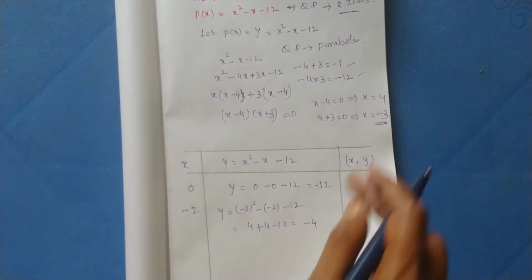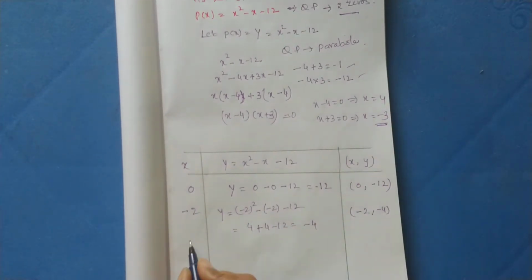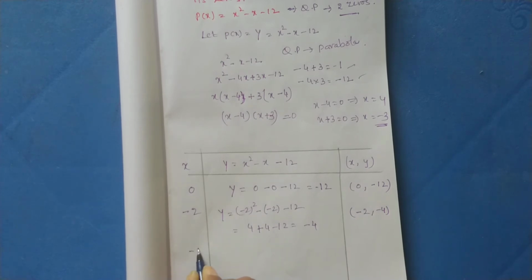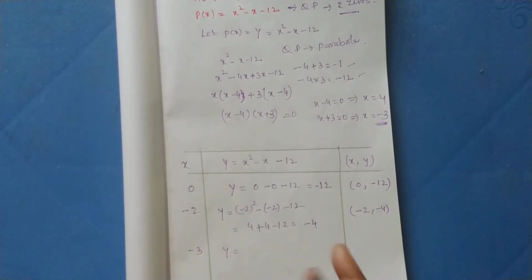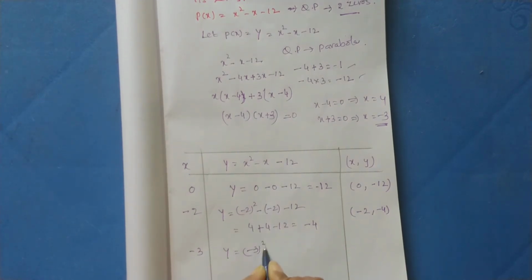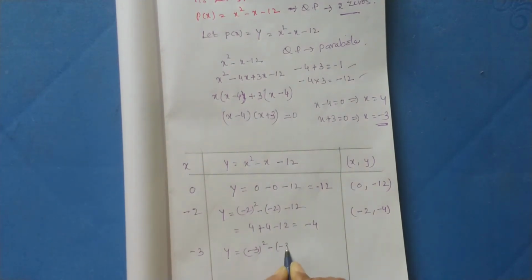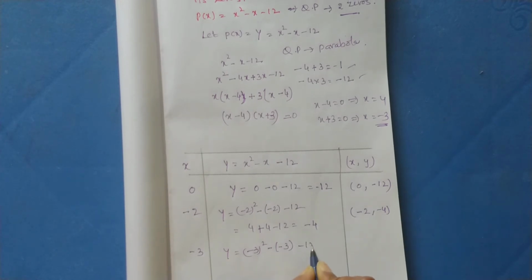Next, let us take these 2 points. So x is equal to minus 3. Then there is no need to do any calculation; directly you can take the y value as 0. But a better way is to substitute and simplify. Minus 3 whole square minus of minus 3 minus 12.